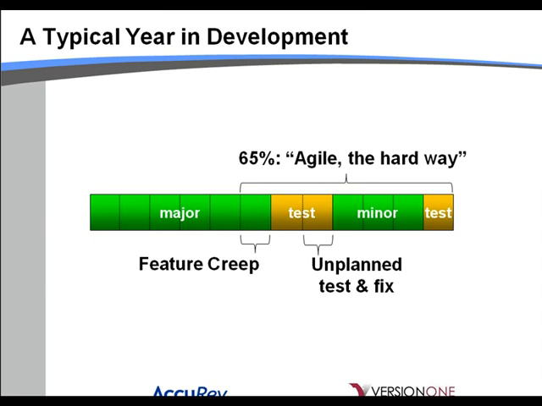Right, so you've got the feature creep, that's by definition small stuff. You've got your test and fix, so the fixes you do during that period are small stuff, including the unplanned test and fix. Minor releases, well, that's minor stuff, small, and the testing for that, small. So most of the stuff in a typical year is small. It's Agile the hard way because just doing small increments does not make you Agile. All of the safety nets and techniques of Agile, if you're not using them, means you're doing what Agile does the hard way.